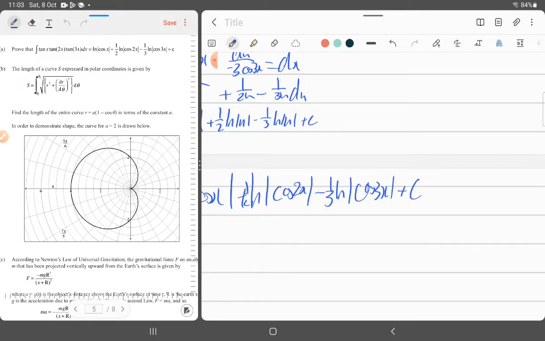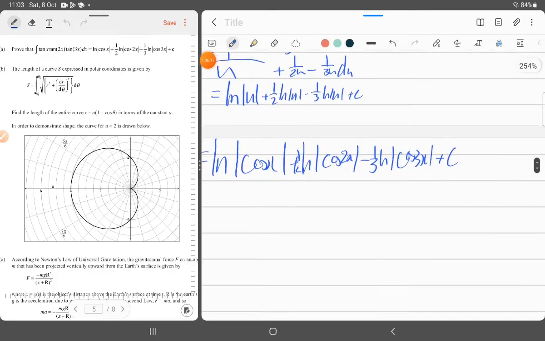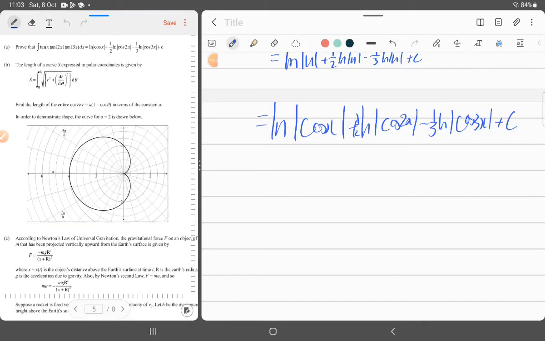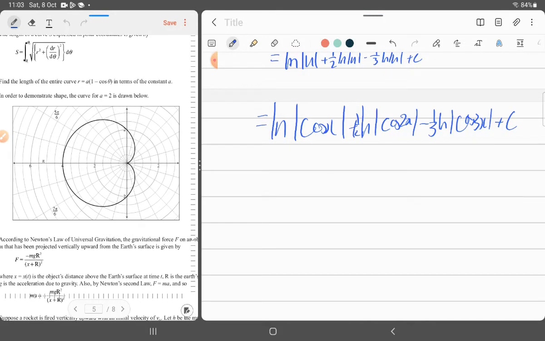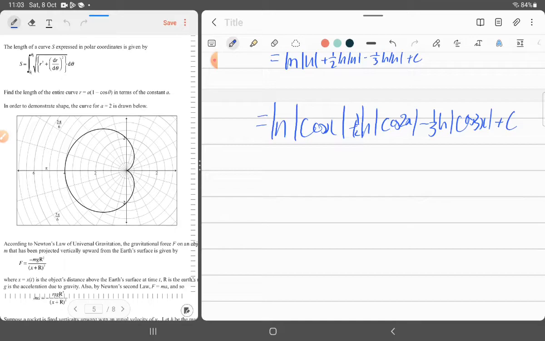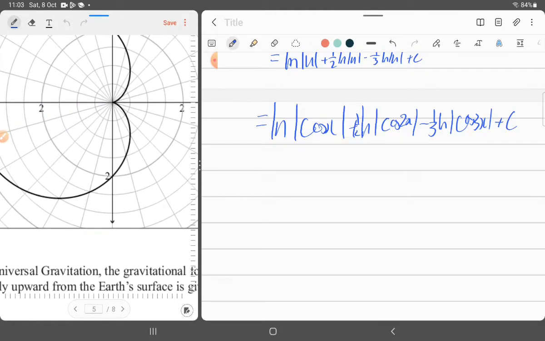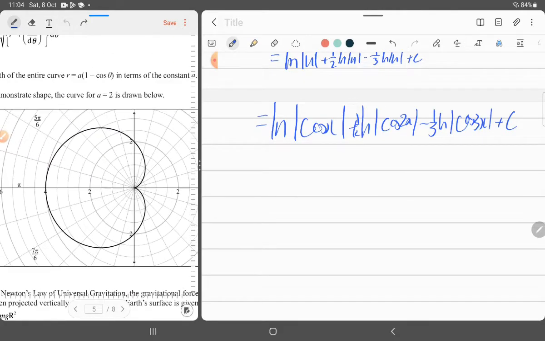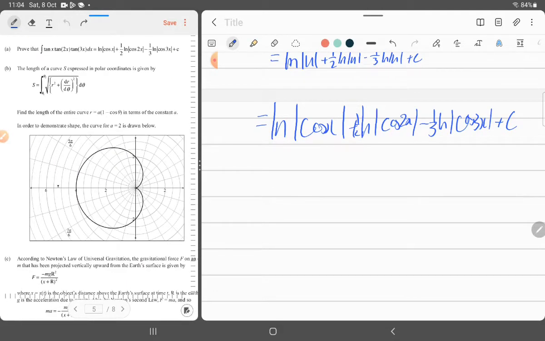The length of a curve expressed in polar coordinates is given by. So if we zoom in really closely into here, this starts at 0, which is like the angle from there. So 0 and so in between.